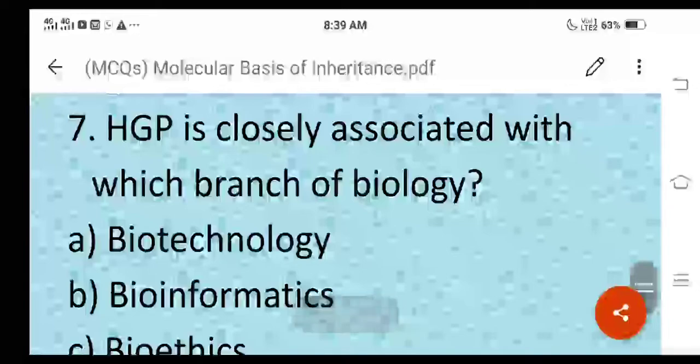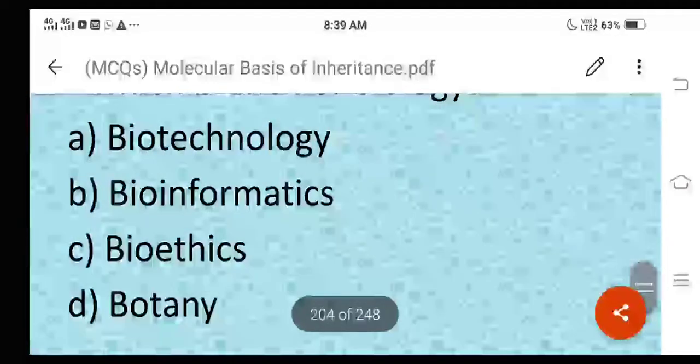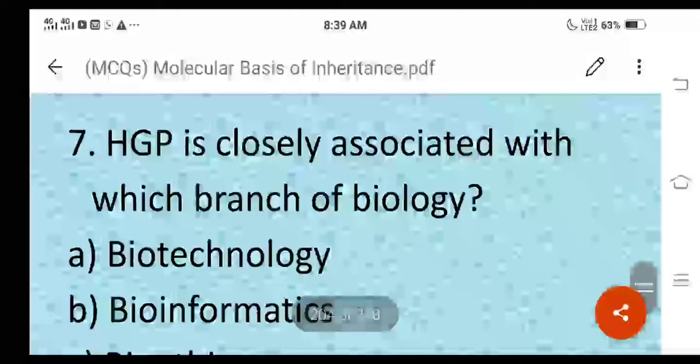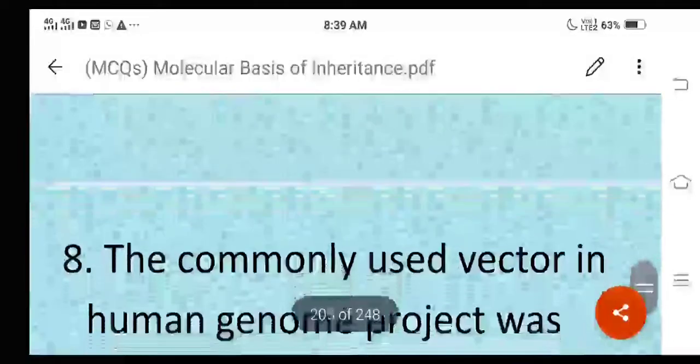Seventh one: the Human Genome Project is closely associated with which branch of biology? Again a similar type of question. Option A, biotechnology; option B, bioinformatics; option C, bioethics; option D, botany. HGP is closely associated with the branch of biology called bioinformatics. Option B is the correct answer. Let us move on to the next question.